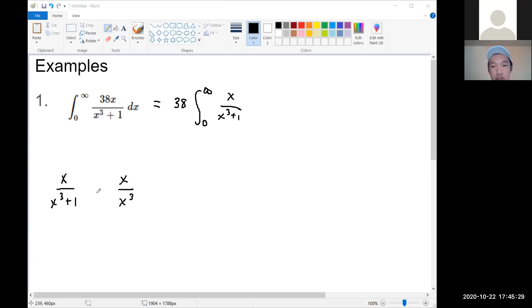Would it be a greater than or less than? Less. One person says greater than, another person says less than. Why did you choose x over x to the third? We'll get to that in a little bit. But for now, just try to figure out what inequality sign should go there. Someone said less. Why do you say less?